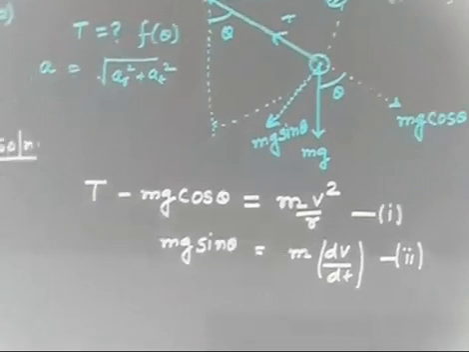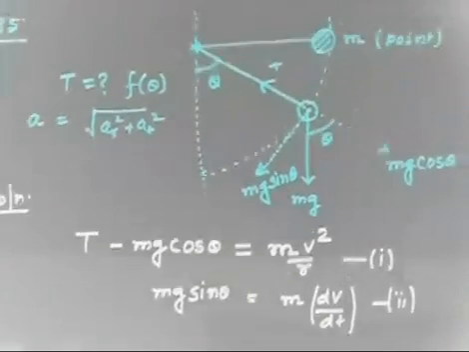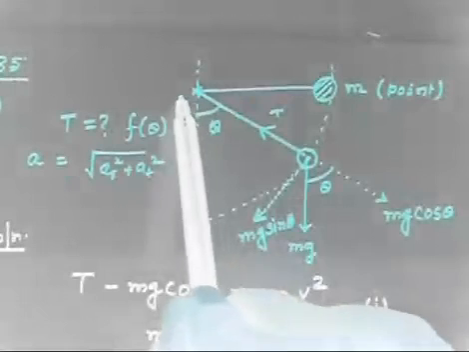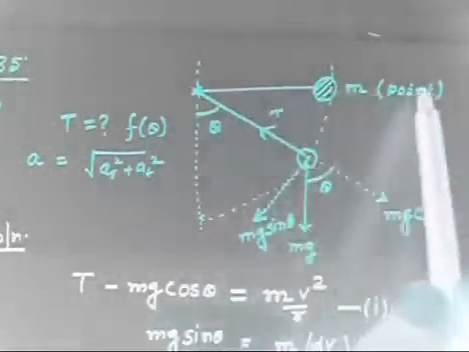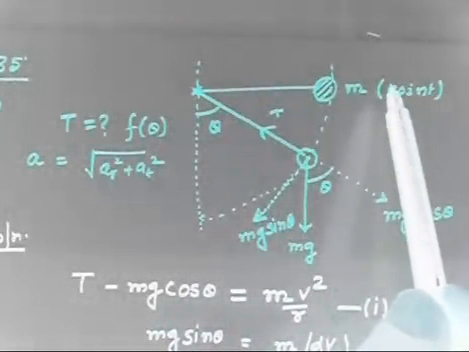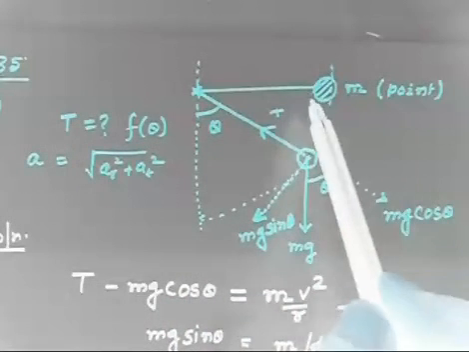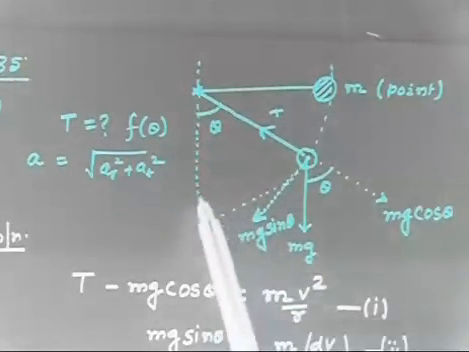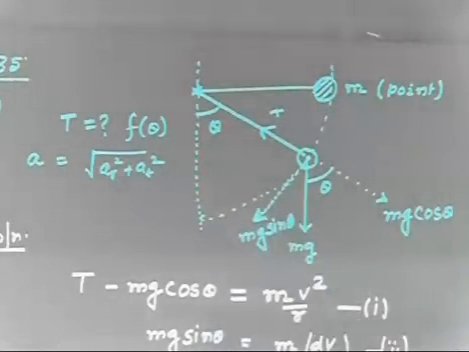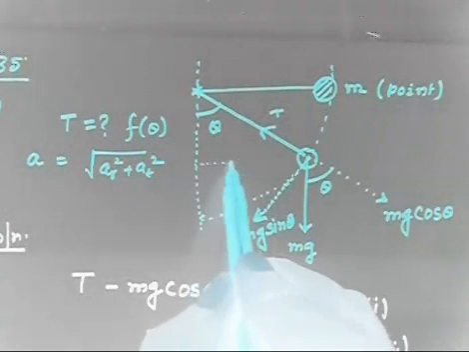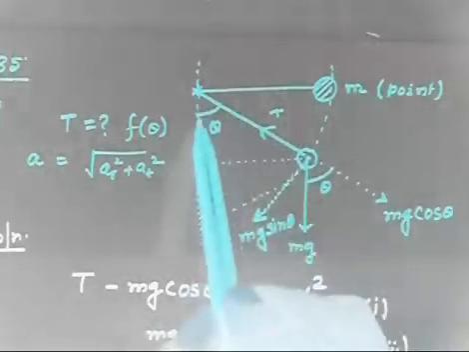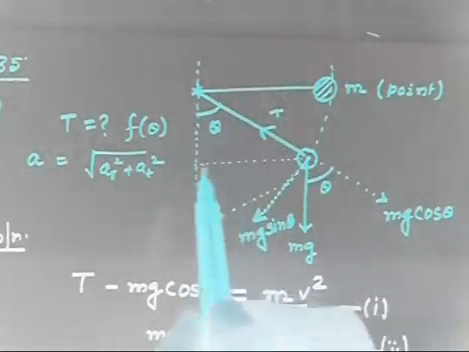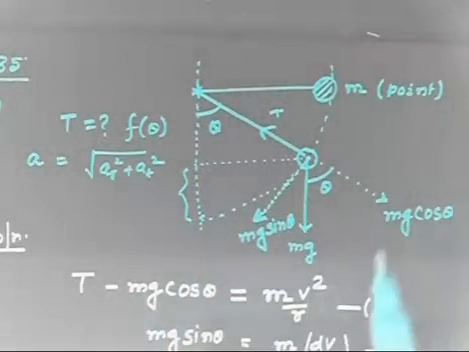So if I apply energy conservation, let us say this is the datum. So I can say what is the loss in potential energy. So this height is r. Are you getting or not? So if you make a perpendicular here, this height is r cos theta. So this height is nothing but r minus r cos theta.